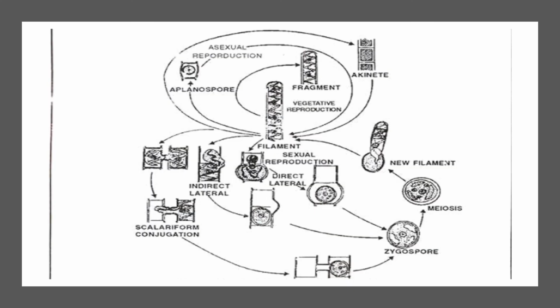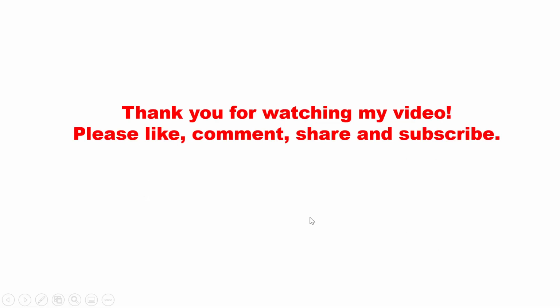So this is the cycle of how sexual reproduction takes place from a filament, and the different types of sexual reproduction. Then the zygospore, then meiosis, and a new filament is formed. In this way the life cycle of Spirogyra occurs. So this is all about the life cycle of Spirogyra.